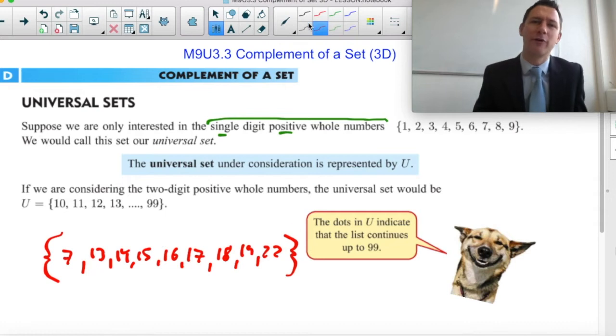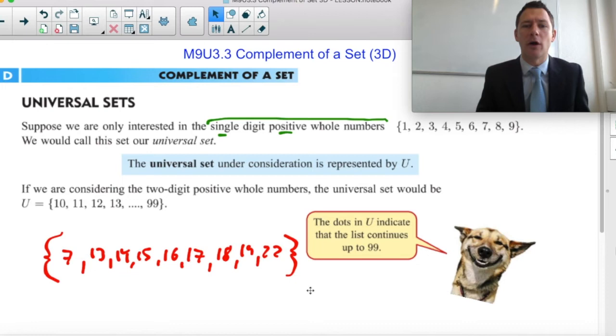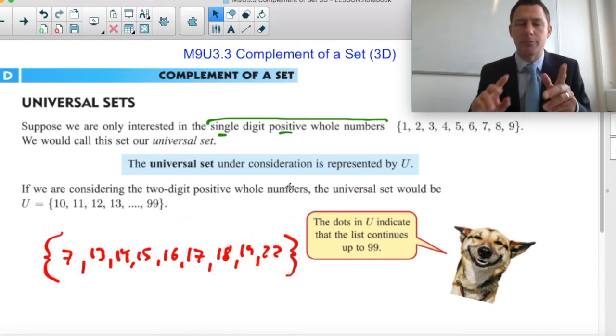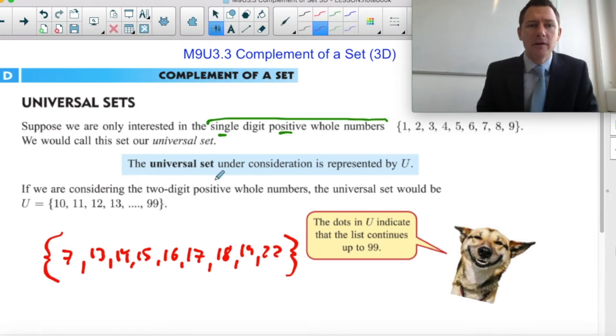To give you an idea, the universal set is everybody we want to include, all the numbers we want to include as we consider different sets. Okay, so a universal set we represent with a big U for universal.